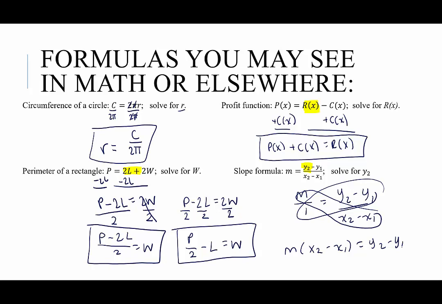Because now to get y2 by itself, I'm over here on the right side, I need to add y sub 1 to both sides. Y sub 1 has no like terms, right? There's no other y's, let alone y sub 1's. And so we could just say this is going to be m times (x sub 2 minus x sub 1) plus y sub 1. Commutative property says I can move this around and put the y sub 2 over here.